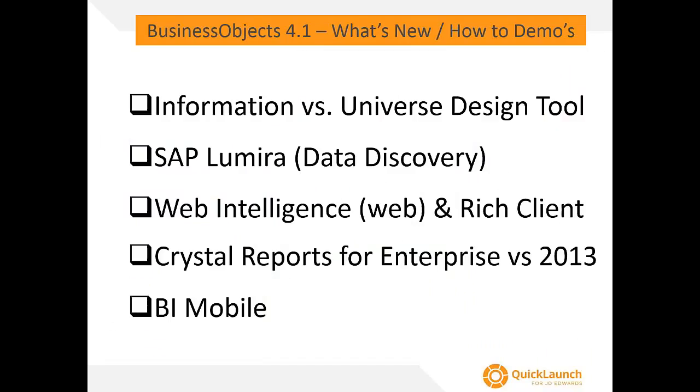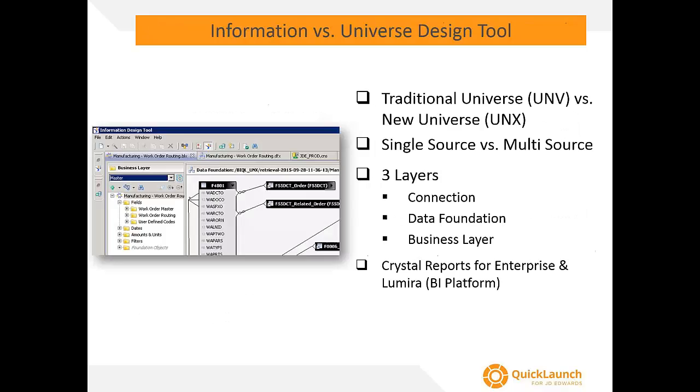So what's new and how to? We're going to talk a little bit about the new universe. There's been some dramatic changes in Business Objects regarding that semantic layer, the universe, and so we're going to cover that, information design tool versus universe design tool. We'll do a little bit about SAP Lumira, Web Intelligence over the web or with the rich client, Crystal Reports for Enterprise, and then BI Mobile. Those are the additional things we want to look at together in this session.